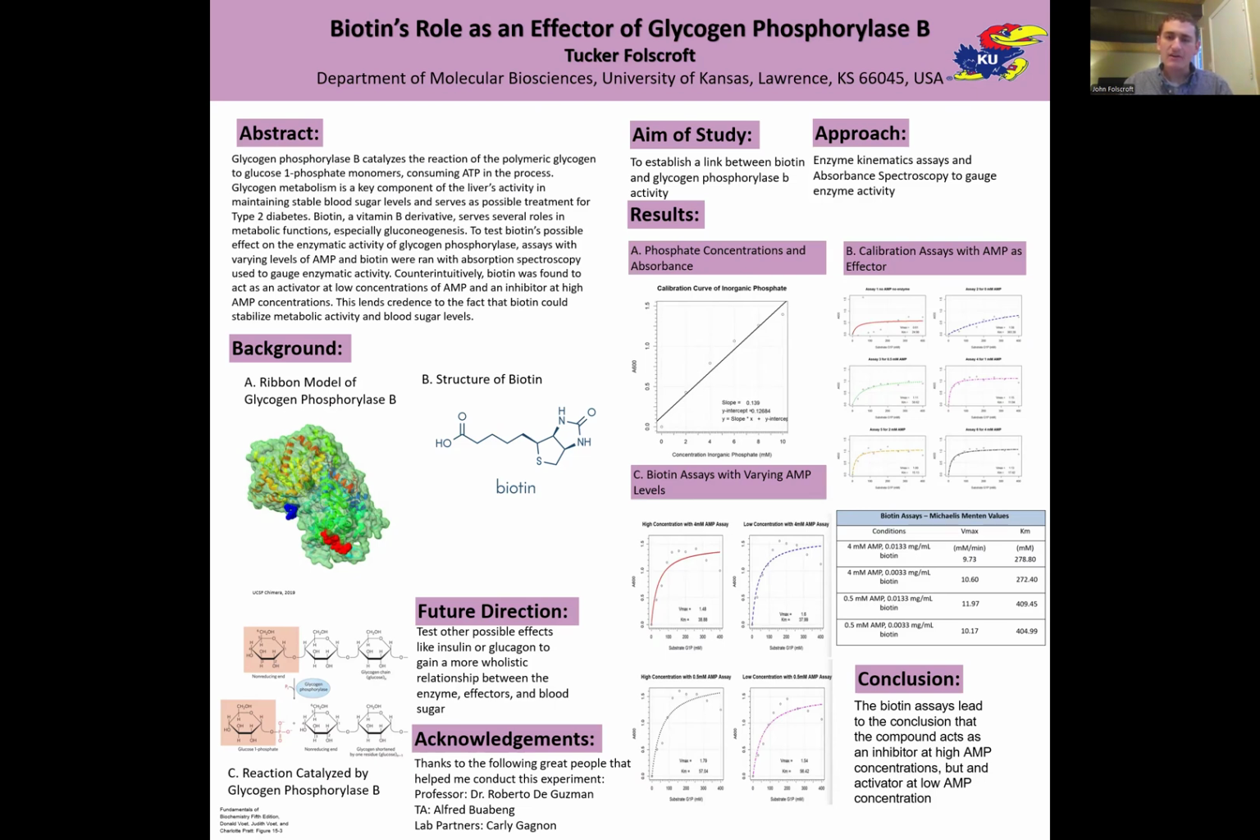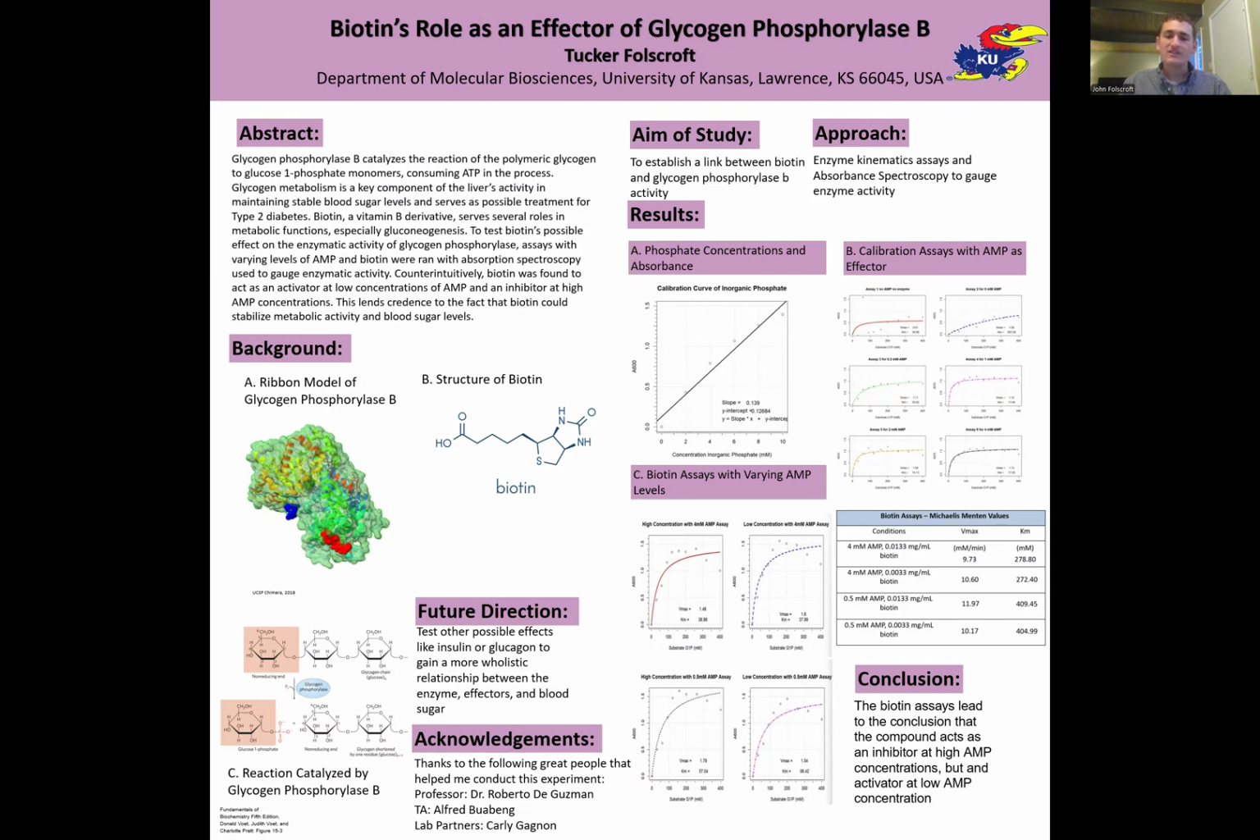So with an unknown effect of biotin added to our enzyme, we carried out four assays. Two assays with high concentrations of biotin and varying levels of AMP, and two assays with low levels of biotin and varying levels of AMP, which, as we summarize in the table right here, the two concentrations of AMP we used were 4 millimolar and 0.5 millimolar, and we used 0.0133 milligrams per milliliter of biotin for the high concentration of biotin and 0.0033 milligrams per milliliter of biotin for the low concentration of biotin.